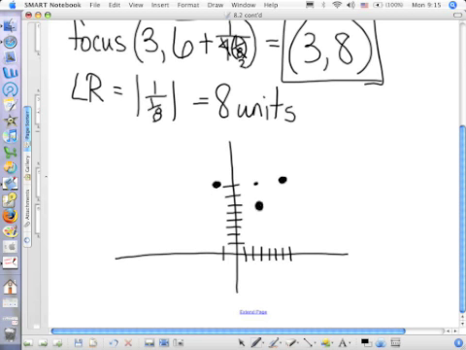Wait, how do you know how much to go up to? What do you mean? Because my focus was at 3, 8. So if this is 3, 6, then 2 units higher is 3, 8.